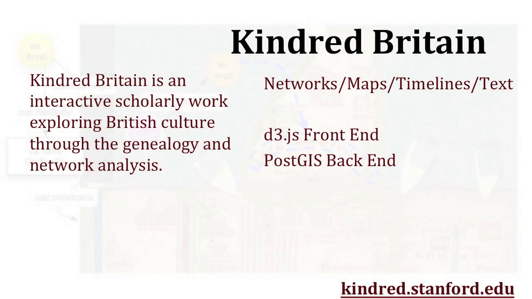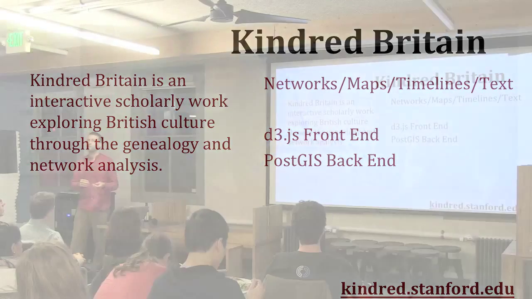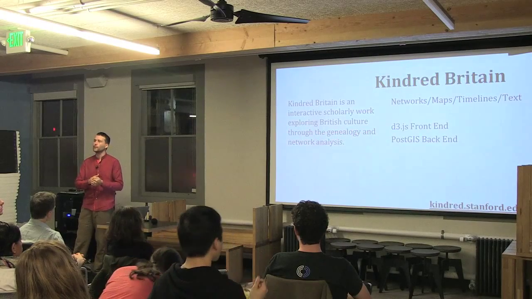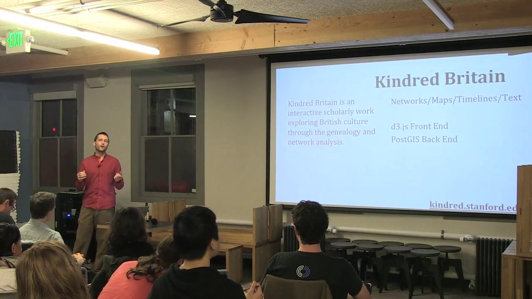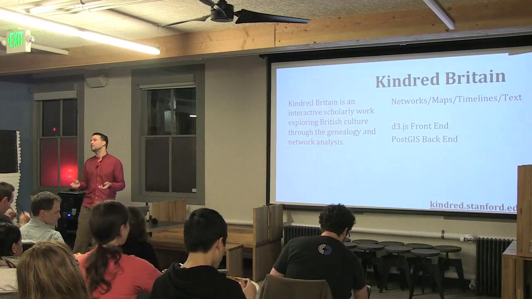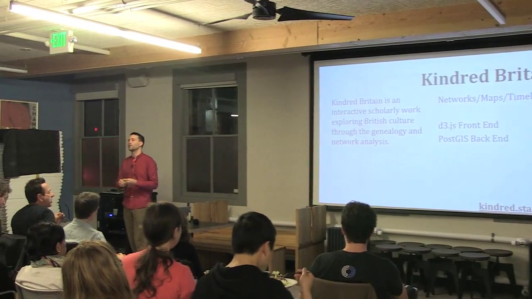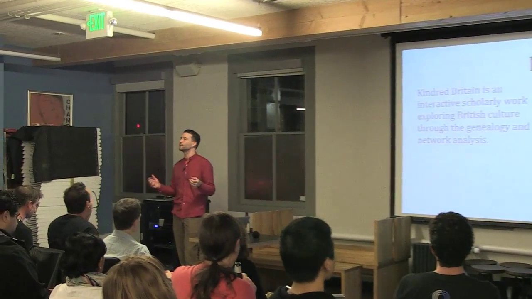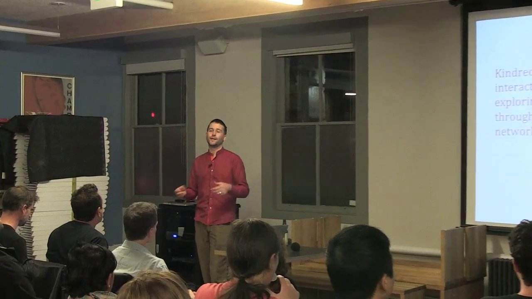So an example that I'll go into in a bit more detail in this talk is Kindred Britain, a work that we published in November of last year. And Kindred Britain is what we're calling an interactive scholarly work. It deals with British culture, and it deals specifically with genealogy in British culture. So it's a network of 30,000 British cultural elites and their relatives, such that everyone in the network could be connected to everyone else in the network by a connection of marriage or lineage.